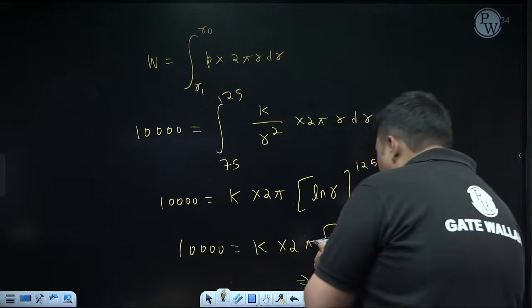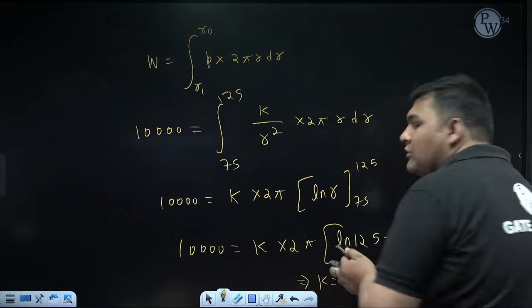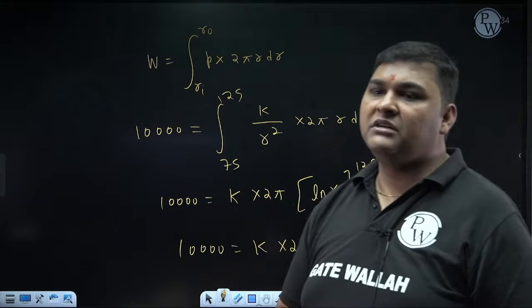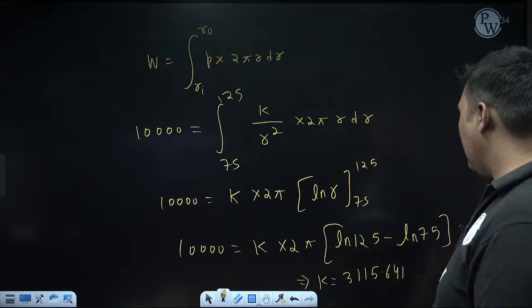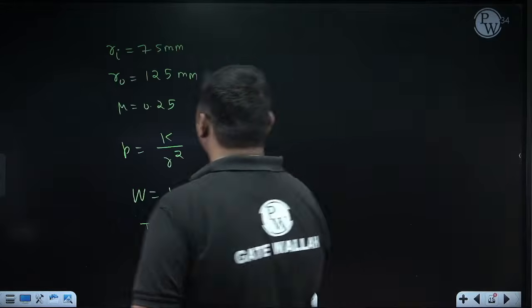Is K coming 3115? Check my calculation, 0.641. Is this the value of K or not? 3115.641. Now after finding the value of K, put it in equation 1.